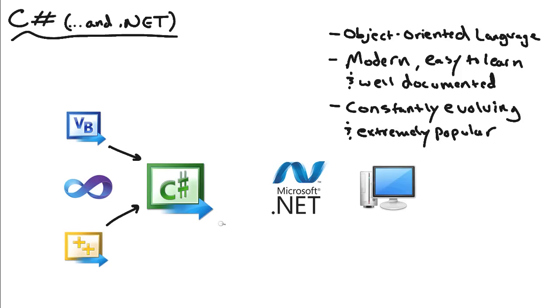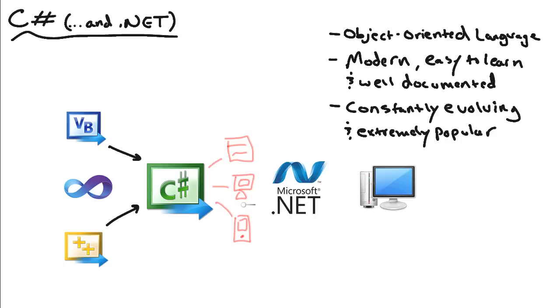So first and foremost, C-sharp is a programming language. And we need programming languages to write software, to build software, right? So whether we're building a web application, or a desktop application, or even a mobile application, all of these types of software are built using a programming language. So we would use something like Visual Basic, or C++, or C# to write these applications.